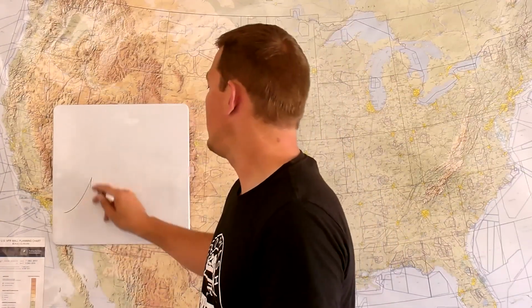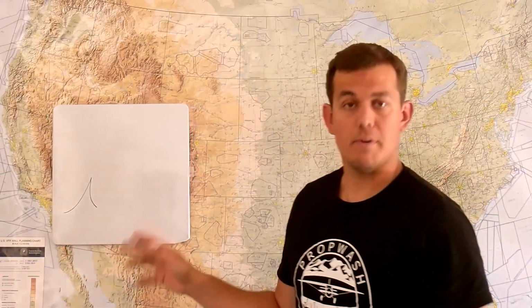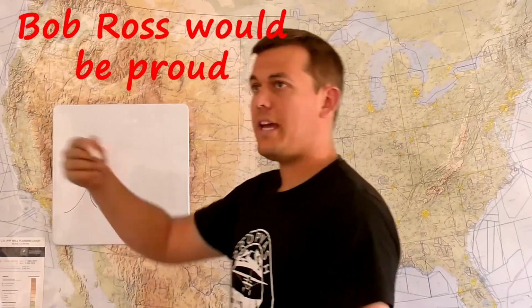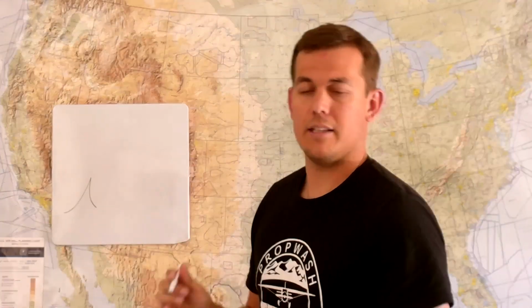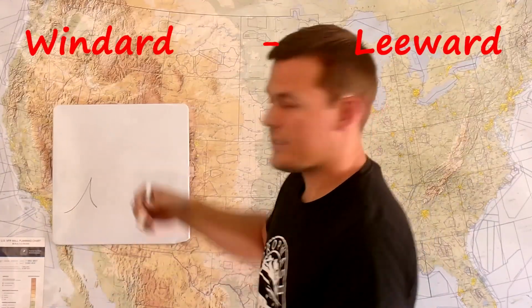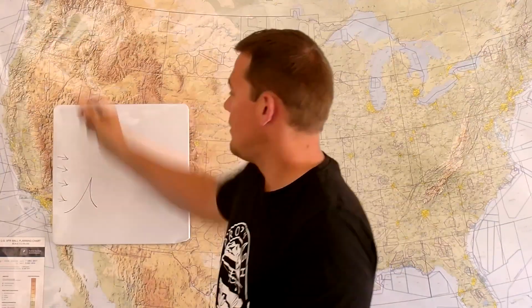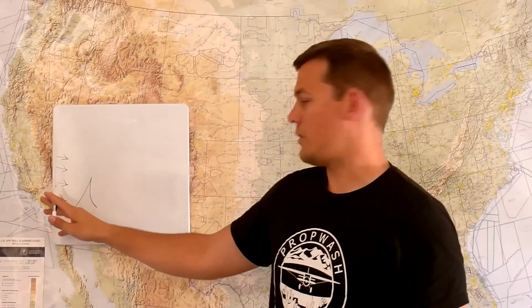I'm going to draw a very perfect mountain. There's my very perfect mountain. And then we have a windward side and a leeward side. The windward side is the side that the wind is coming from. So this is the windward side.